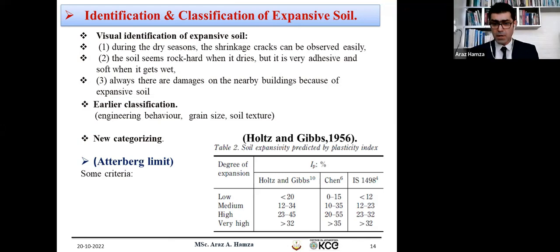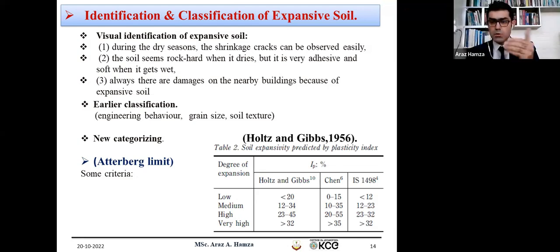about the expansive soil. For example, there are different persons that use Atterberg limits to identify the expansive soil: Holtz and Gibbs, and Chen, and also you have the IS standard. According to the plasticity index, if the plasticity index, for example, is less than 20, Holtz and Gibbs state that this is a low expansive soil. But if it is more than 32, it means that the sample or that land is a very high expansive soil.